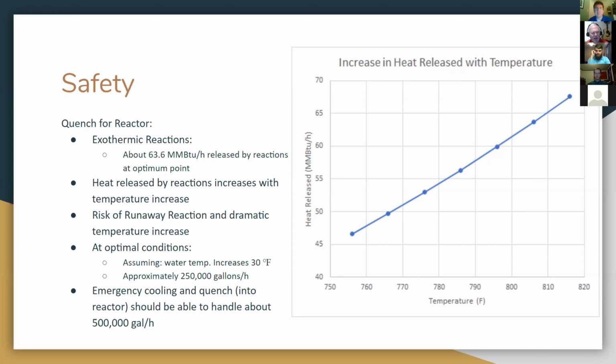Yes, the emergency cooling would be the first action, but if that wasn't able to control it, then the quench would go into the reactor directly.